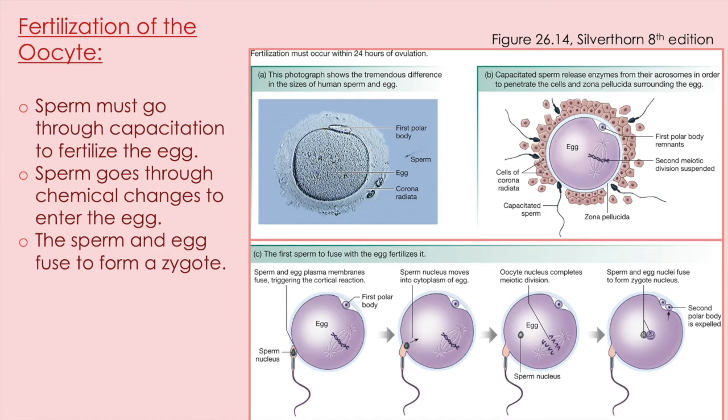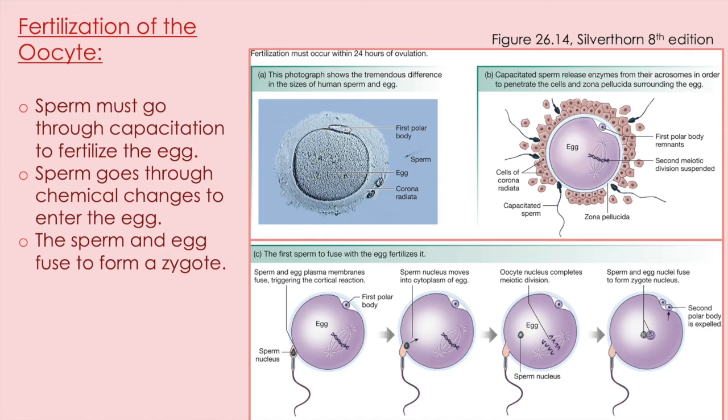To get through these layers, the capacitated sperm has to release powerful enzymes from the acrosome in the sperm head, and this process is called the acrosomal reaction. The enzymes dissolve cell junctions and the zona pellucida, which allows the sperm to enter the egg.